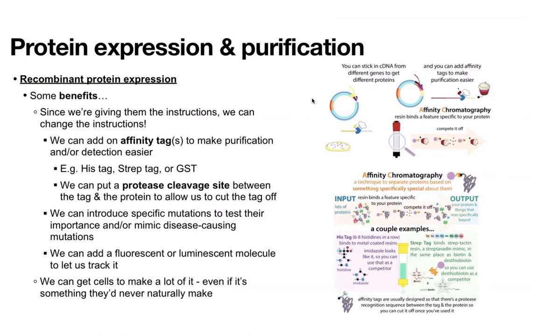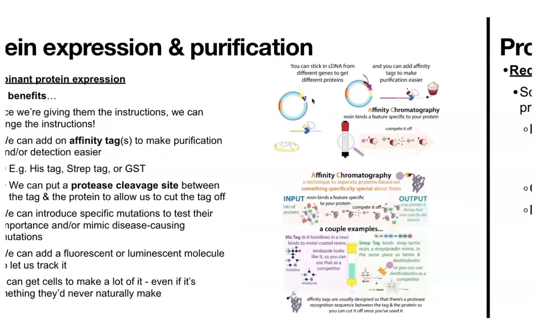We can also put a protease cleavage site in between that tag and our protein. By putting a few extra instructions in between the instructions for the tag and the instructions for our protein, we can add the instructions for a protease cleavage site, and then we can cut off that tag if we don't want it anymore. So there are various really cool things that we can do thanks to recombinant expression, including just getting cells to make this, even if they wouldn't normally make it. And we can even overexpress, so get them to make a lot of it.